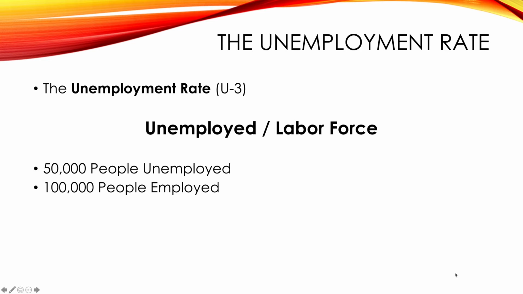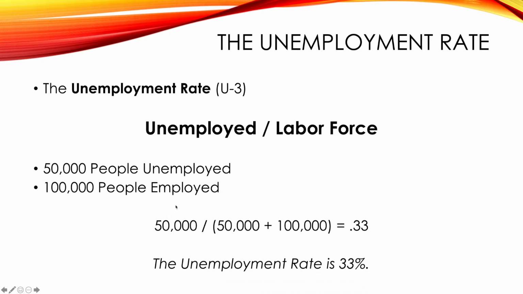Well, sure. So this would be our formula. We have our 50,000, that's the number of people unemployed, and we know from the previous slide that the labor force is comprised of people who are employed and unemployed, and so you have to add those unemployed people to the employed people. And if you do this math, that's going to give you 50,000 divided by 150,000, which equals 0.33, which means that the unemployment rate in this situation would be 33%, which is much higher than it actually gets in real life in the United States, but that's just for an example.